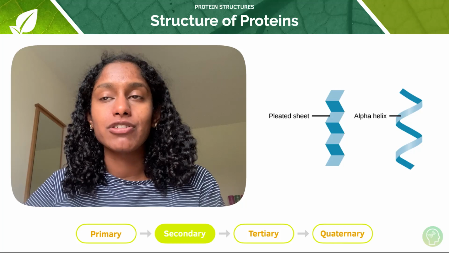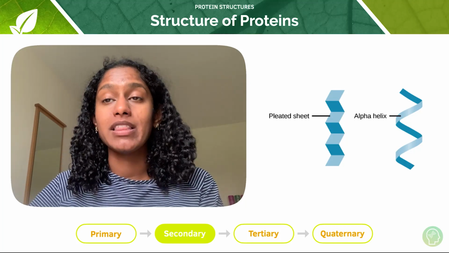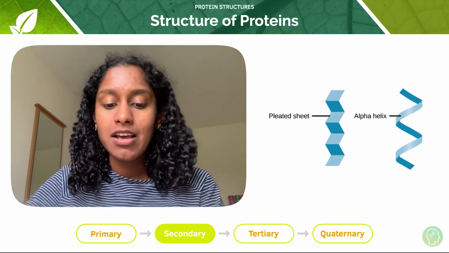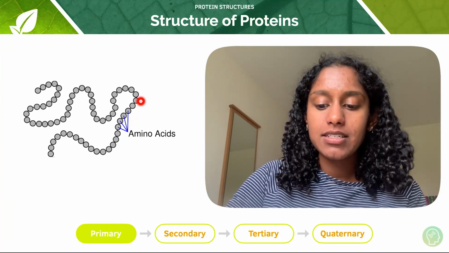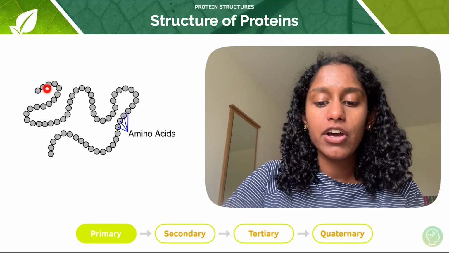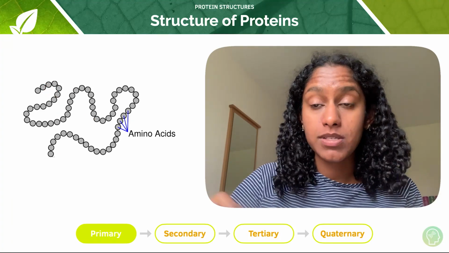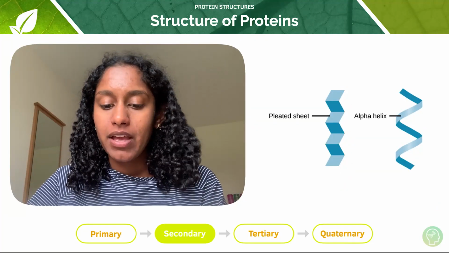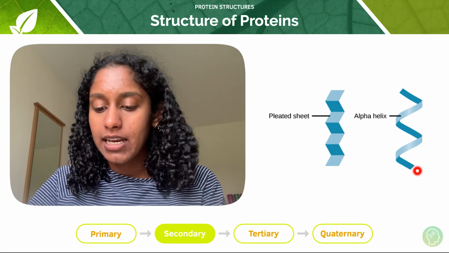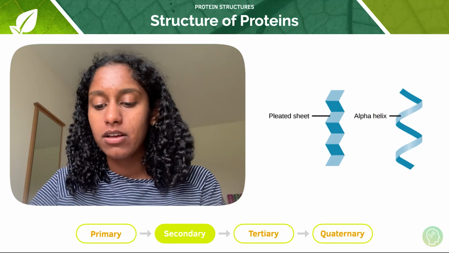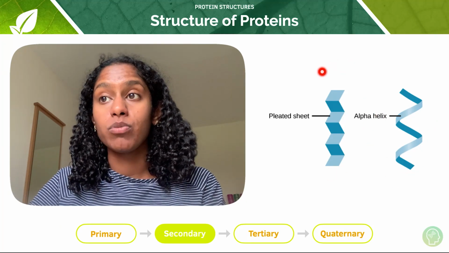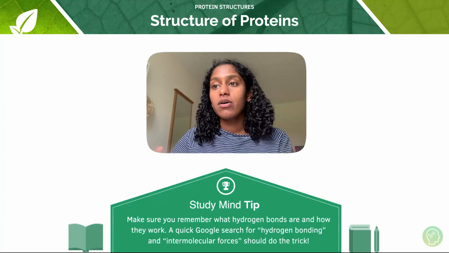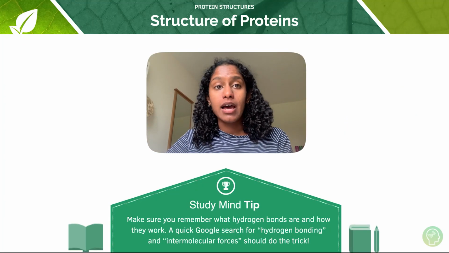So our secondary structure involves hydrogen bonds forming between the R groups of amino acids. So we had this flat amino acid chain, and when hydrogen bonds form between the R groups of these amino acids, we get them bending in different ways. And this forms either the alpha helix, which forms due to coiling, or the beta pleated sheets, which form due to folding.